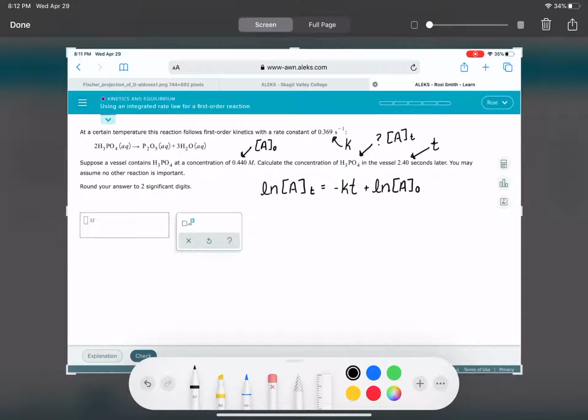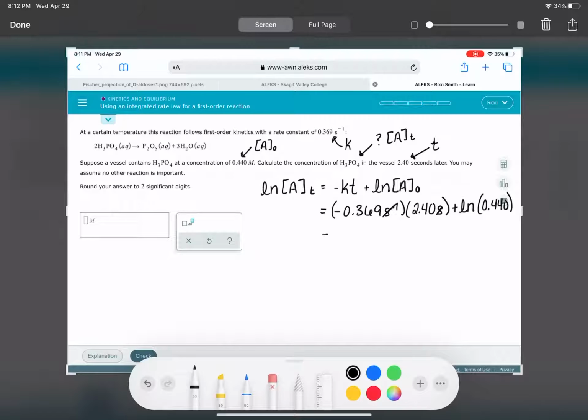And so all we have to do is plug this stuff into this equation. The rate constant, 0.369, just make sure you don't lose that negative sign in the equation. And our time, 2.4, and I'm double checking to make sure that we are dealing with the same time unit so that we can multiply those without any problems. And the natural log of the initial concentration, 0.440.